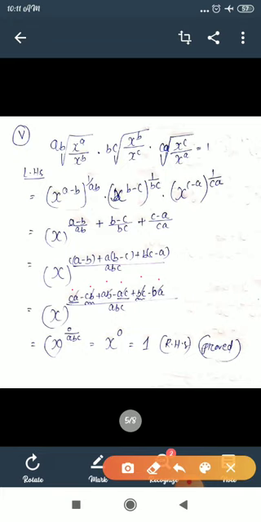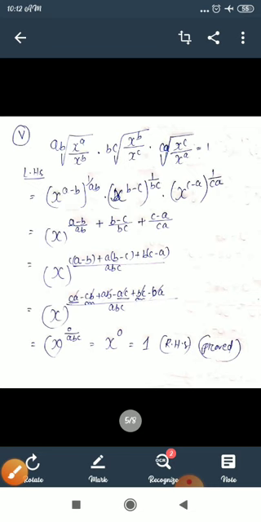So students, just see, you can see it here, CA, and here CA also there in minus, so these two will cancel out, CB and BC will cancel out, AB and BA will cancel out. So what is left now? x to the power 0 by ABC, that means x to the power 0, and any number to the power 0 means the value is 1, already you know about it. So x to the power 0 equal to 1, and here it is our RHS, we have proved LHS equal to RHS.